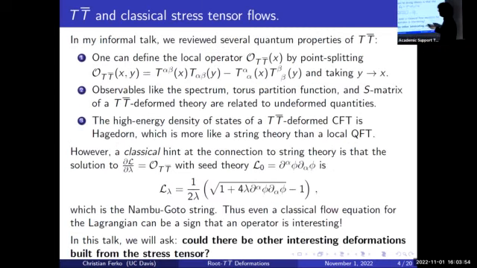So the first one I've already alluded to is the point splitting definition. You can define the operator quantum mechanically by taking coincident points, and this gives you a well-defined local operator in the spectrum. The second property, which I called solvability before, we also reviewed in the previous talk. The specific quantities that one can compute in the TT̄ deformed theory are things like the spectrum, partition function and so forth.